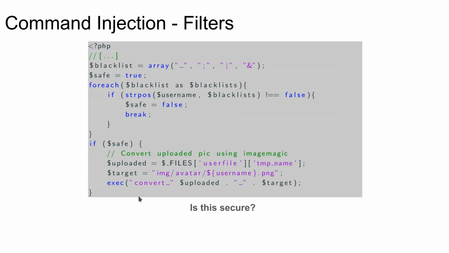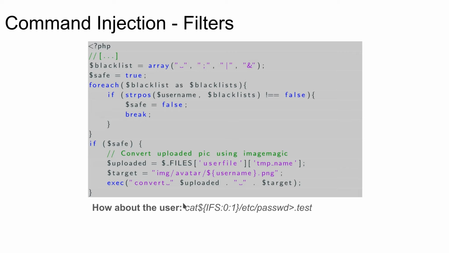I have a small code snippet here, you don't have to understand it in full detail, but it just uses a blacklist, so it bans those characters here: the space, the semicolon, the pipe, and the end. And if one of these characters is used within the user input, it just doesn't execute the subcommand. Now, is this safe? Well, no. What if we would use this username, for example?